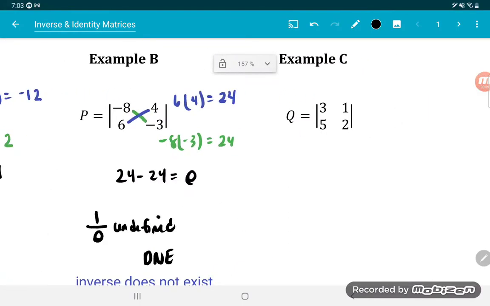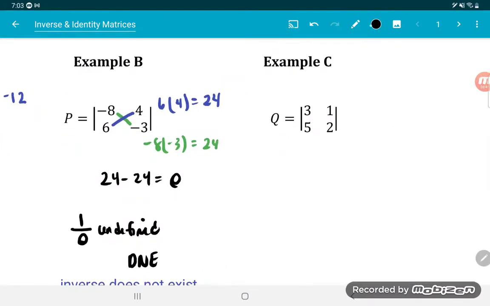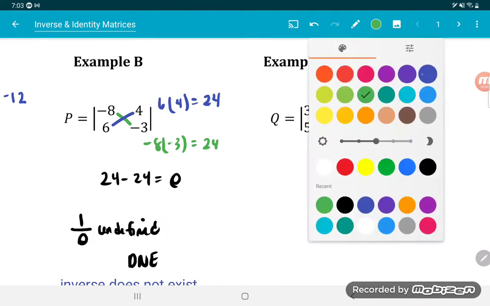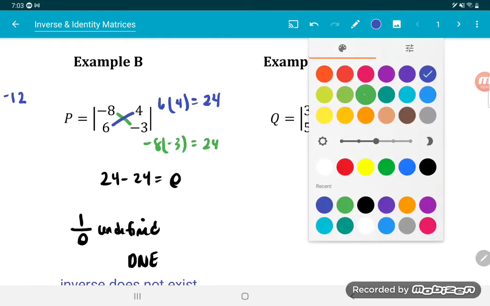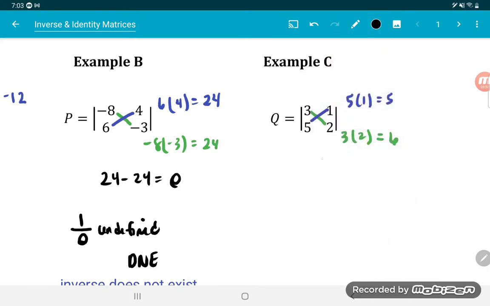All right, one more example. We're going to do example C. Start by multiplying A times D. So 3 times 2 is 6. 5 times 1 is 5. We take 6, subtract 5, and that equals 1. If we set this up as 1 over 1, that means that it just simply equals 1.